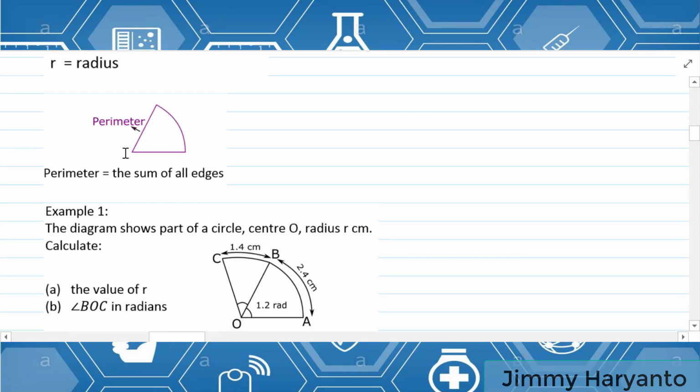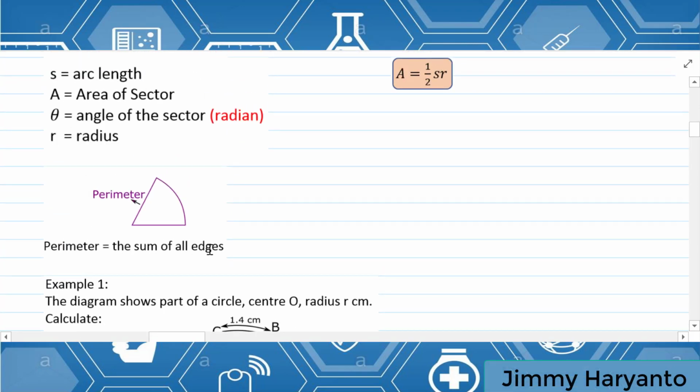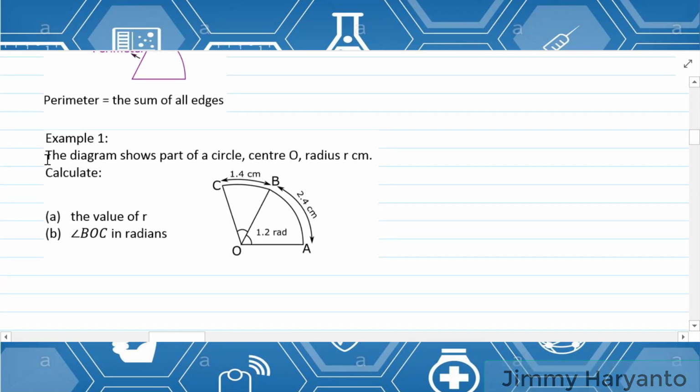And then what is perimeter? Perimeter is the sum of all the edges in the sector. For example, the diagram shows parts of a circle, center O, and radius R. Calculate the value of R. Take a look at this. We have two sectors. The first sector is AOB, and the second sector is BOC.